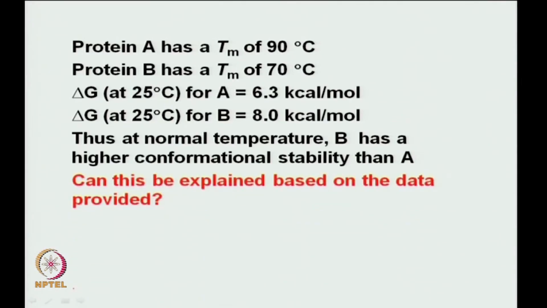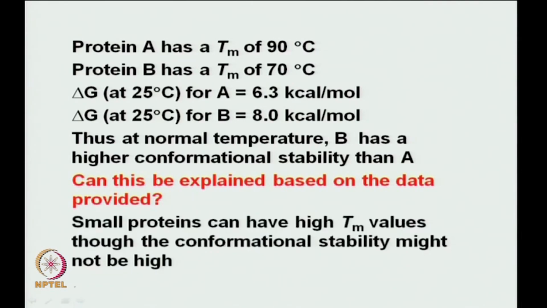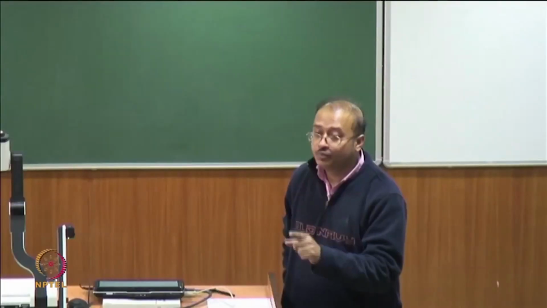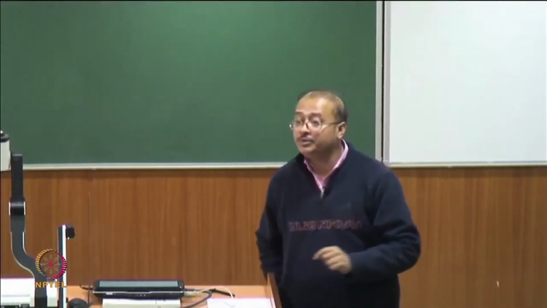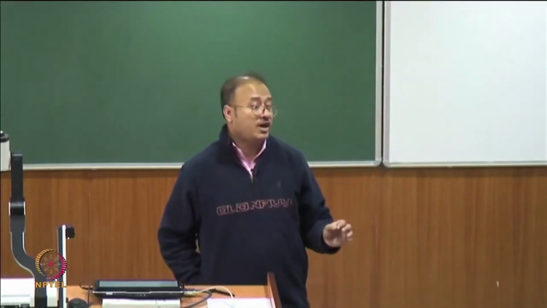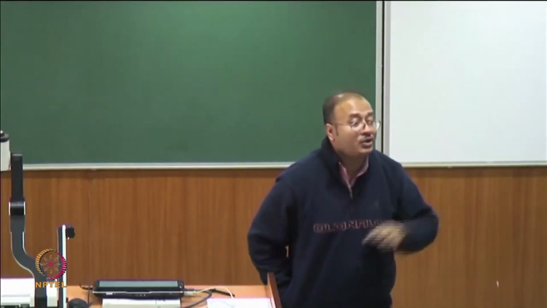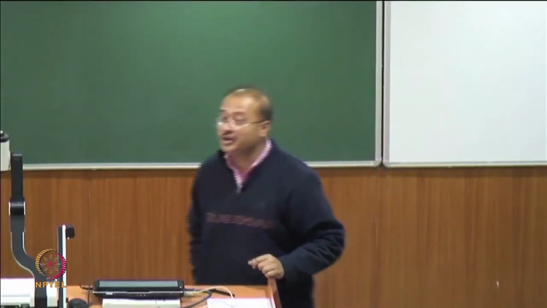Can this be explained based on the data provided? We were just trying to do that. Small proteins can have high Tm values, though the conformational stability might not be high. Okay. So, again think about this, the mere fact that Tm is higher for protein A as compared to protein B does not guarantee the fact that protein A is more stable than protein B. That is the point I was trying to make.